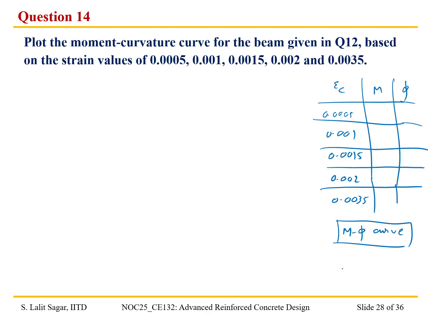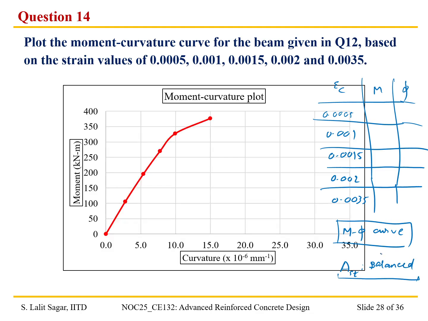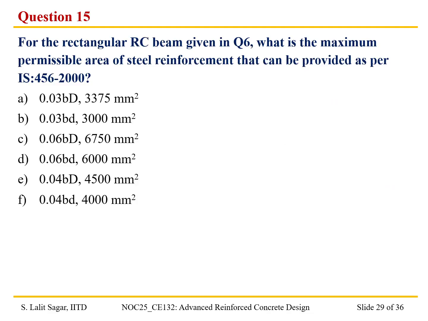For the balanced section, that is AST is balanced, let us see what is the moment curvature plot that we are getting. So this is the moment curvature plot. We can see that the ultimate curvature is less than what we obtained previously. So here it is 15 to 10 to the power minus 6. We'll be doing a comparison of the moment curvature plot of the under reinforced section and the balanced section at a later question. Now let us see what is the next question.